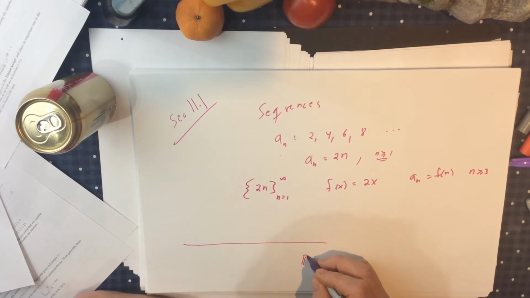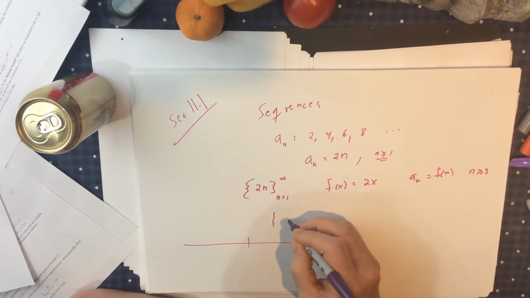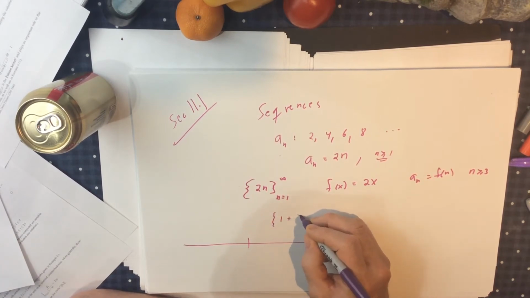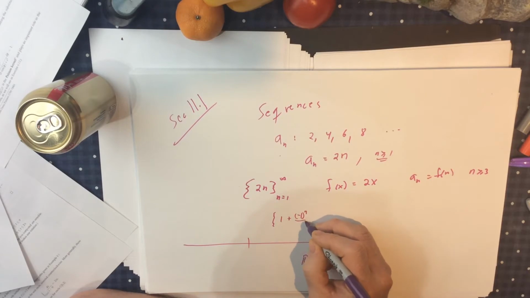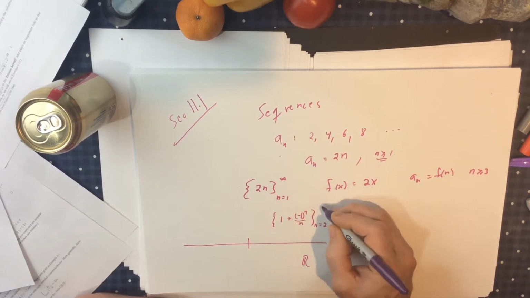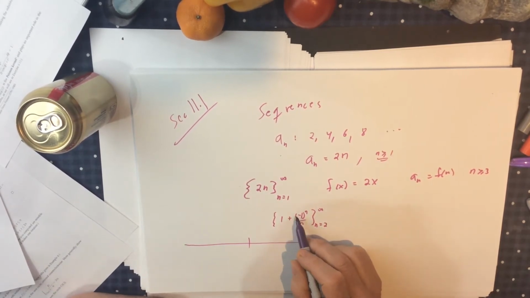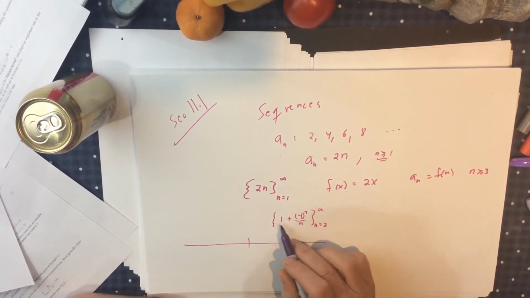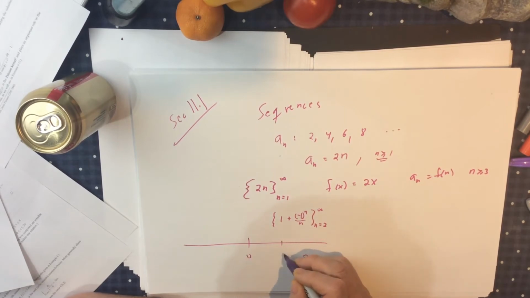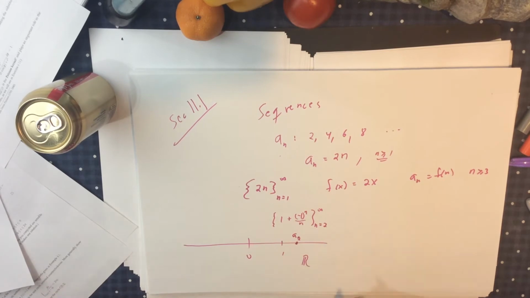Now the visualization of sequences is really interesting. If we just take the real line here, let me visualize a sequence for you. I'm going to give you the sequence 1 plus (-1)^n over n, for n equals 2 forever. So let's plug in 2. Minus 1 squared is 1. 1 plus 1/2, we get 3 halves. There's a2. Now, there is no a1 and a0 because I didn't make them.